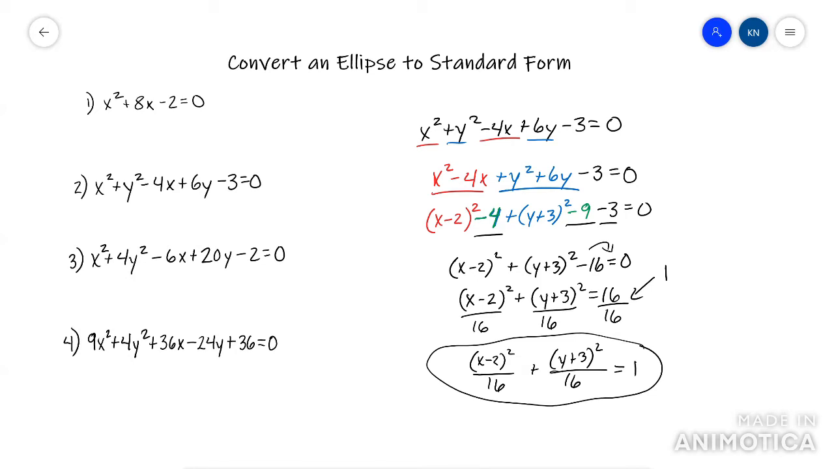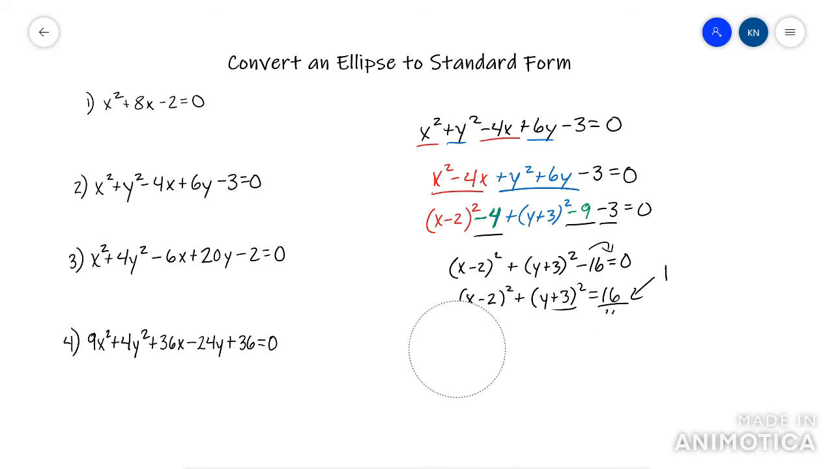And now I could graph that. I would know that I have a center at (2, -3), and it's a circle. I know that because my A and my B distances are the same. We'll get into more on what that means in later videos, but I just want to show you completing the square because it's kind of tricky. All right, let's move on.